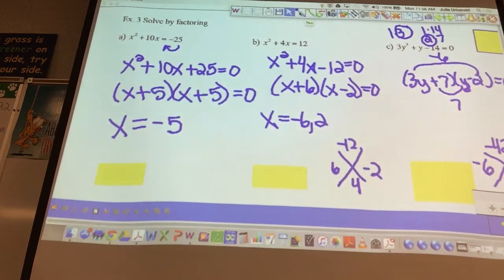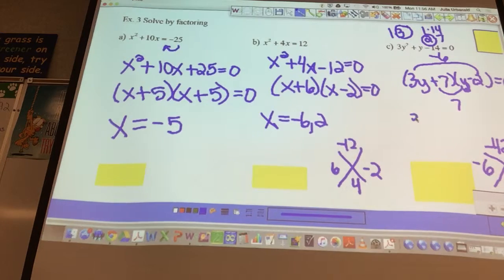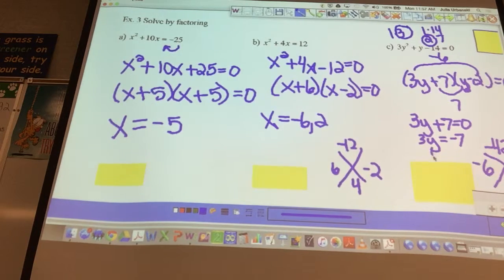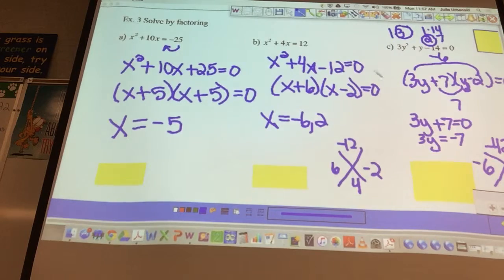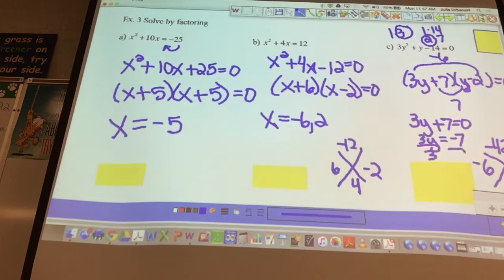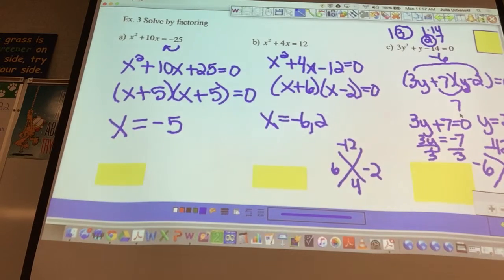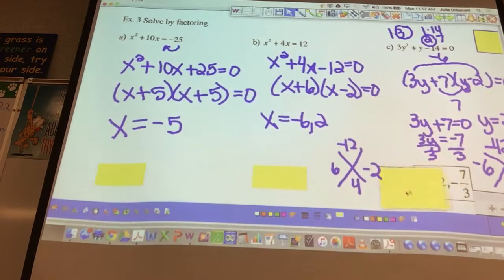All right, some of you can see that in your head, but let me write that out for everybody. 3y plus 7 could be 0. You would subtract 7 from both sides, and then when you divided both sides by 3, you would get negative 7 over 3. For this one, it's just y equals positive 2. So those are our 2 answers.